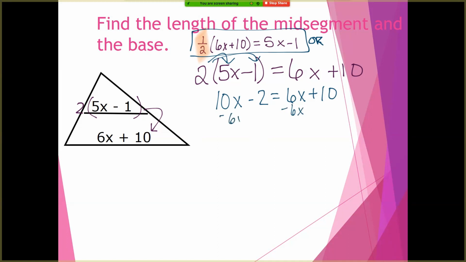Subtract 6x from both sides, so 4x minus 2 equals 10. Add 2 to both sides, so 4x equals 12. Divide by 4, and x equals 3.